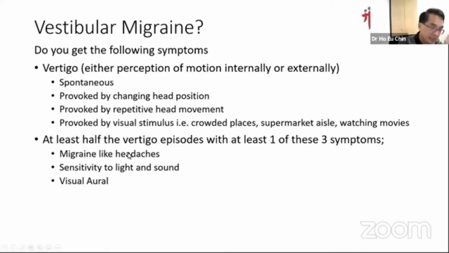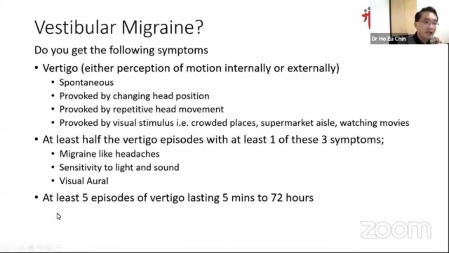You get headaches of the migraine sort that I mentioned earlier, sensitivity to light and sound during your vertigo attack, or you have visual aura, meaning that before or during the attack, your vision goes a bit blurry, you see dots or lines, you see flashing lights. That is a visual aura that some migraine sufferers will get, not all. And if you have at least 5 episodes of vertigo fitting these criteria, lasting at least 5 minutes to 72 hours, and if there is no other diagnosis to explain, then you have vestibular migraine.